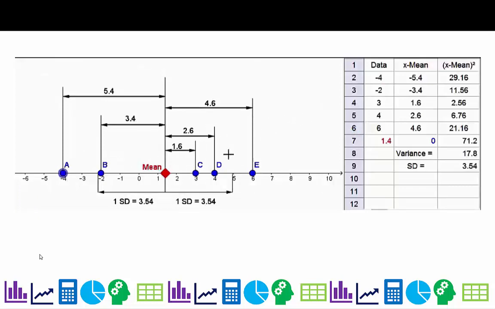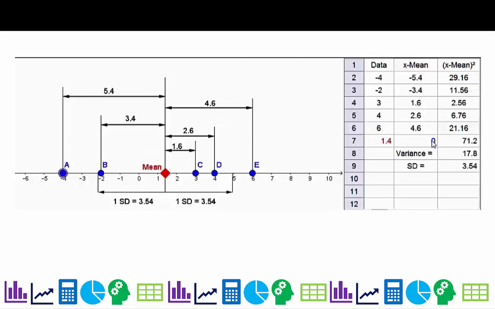Basically, if I wanted to look at the spread of the data, one thing I could do is look at all these numbers here. E is 4.6 above the mean, D is 2.6, C is 1.6 above the mean. A and B are both below the mean, so this should show a negative, but the software is a little picky. These are called the deviations, which is the distance from the point to the mean.